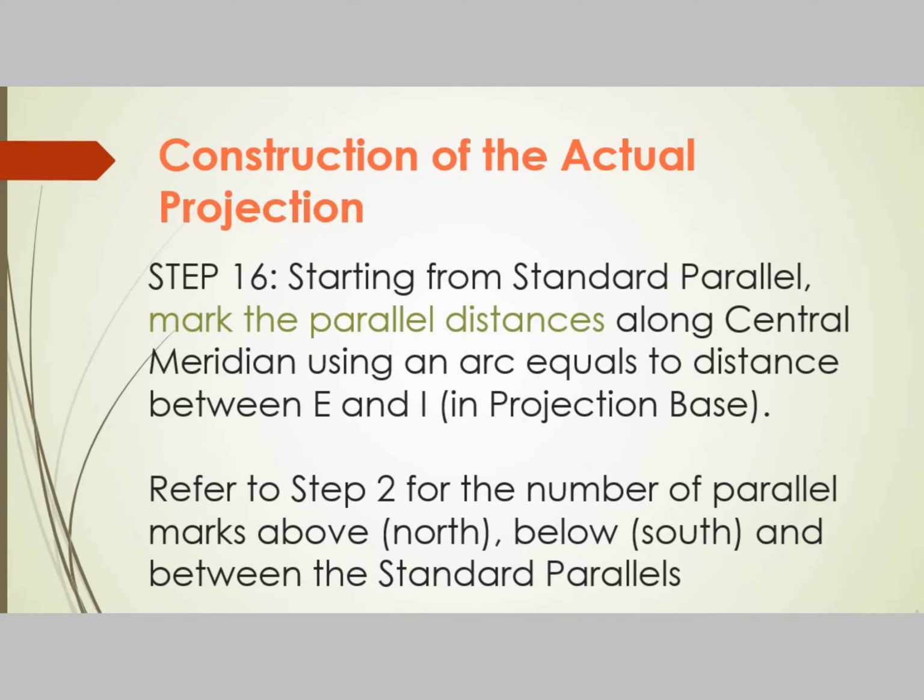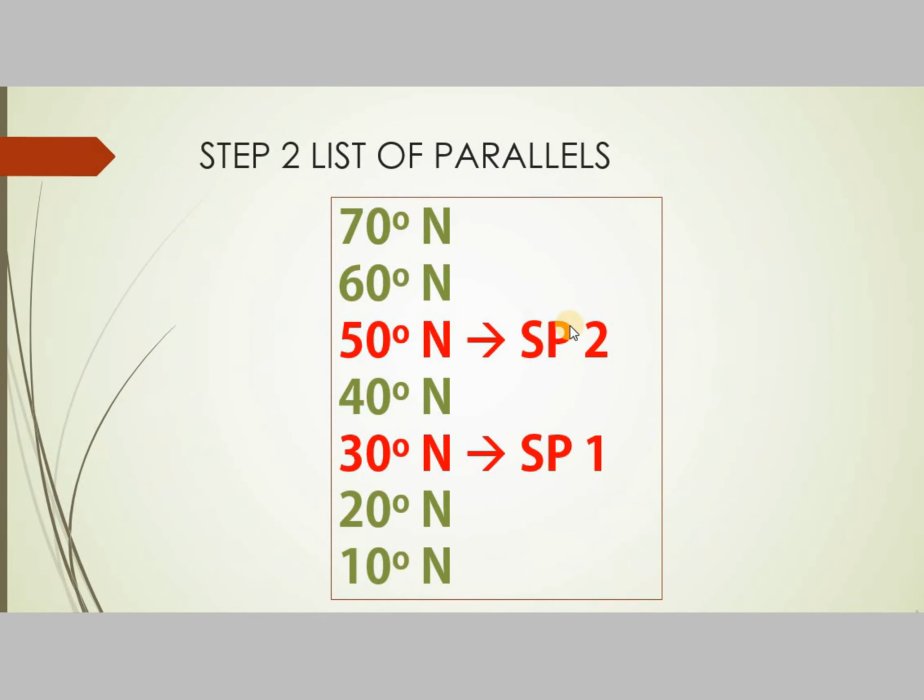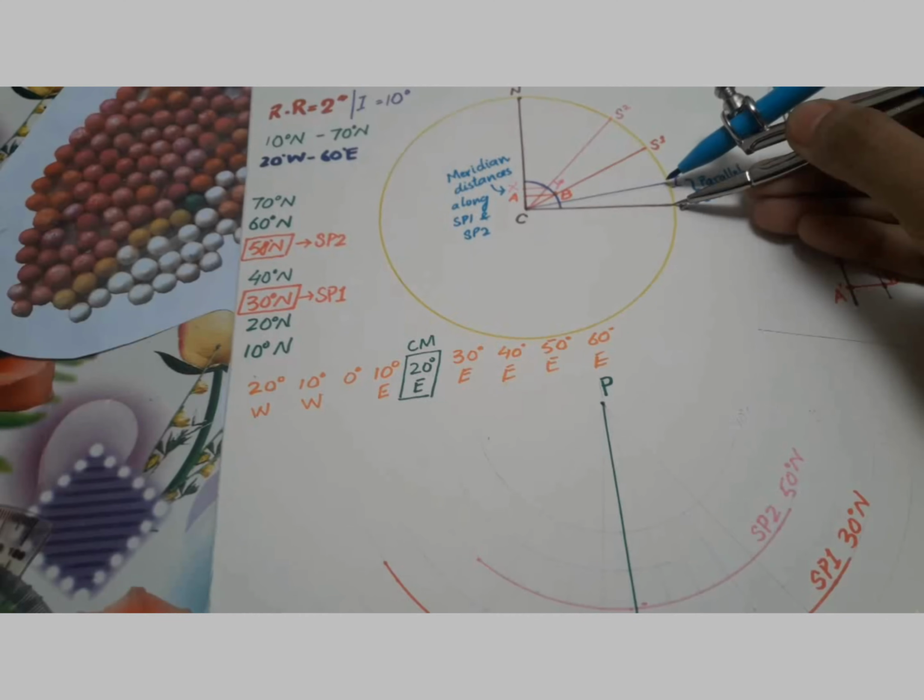north. Now the next step is to mark the parallel distances along the central meridian, and that distance will be marked using the EI distance in the projection base part 1. And to find out how many parallels to be made, you can refer to step number 2. So here in step number 2 we see we have already drawn SP2 and SP1. So above SP2 we will mark 2 intervals for parallels. Between the SPs we have 1 parallel, and below the 30 degree or the SP1 we have 2 parallels.